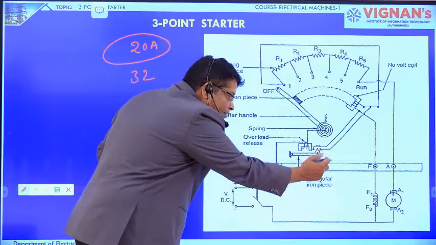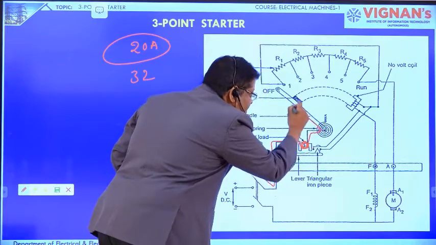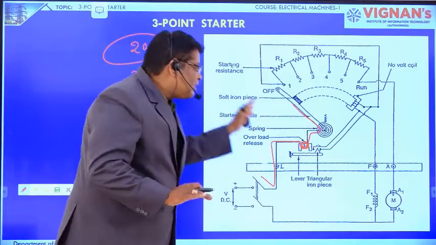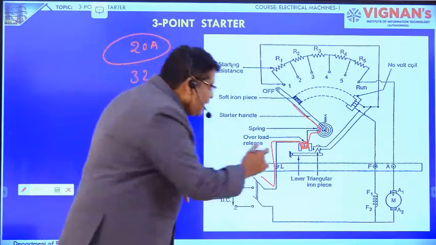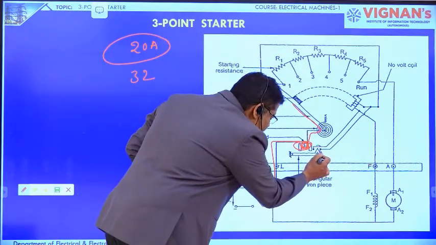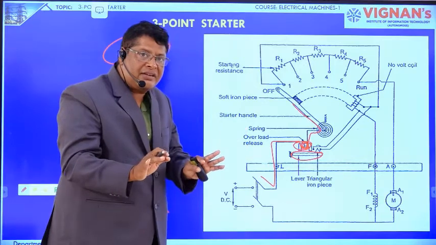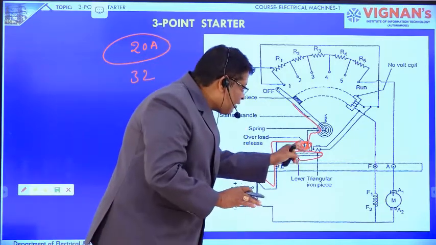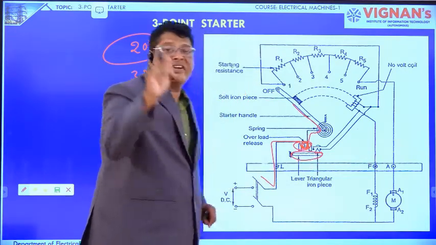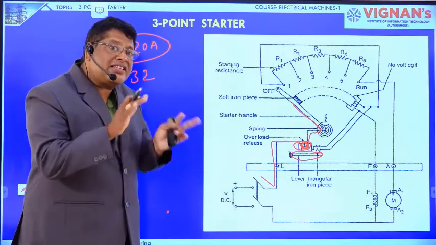See here, as the load on the motor increases, the current flowing through this magnet also will increase. As long as the current is less than 20 amperes, the field created by this magnet does not move this triangular piece. There is some balance between the electromagnetic force coming from this magnet and the gravitational force on this metal lever. There is some balance as long as the current is less than 20 amperes.